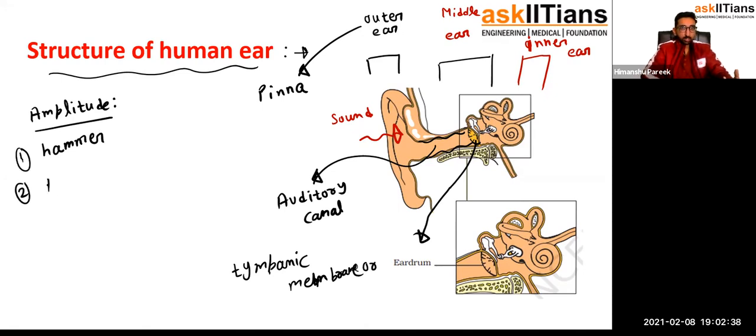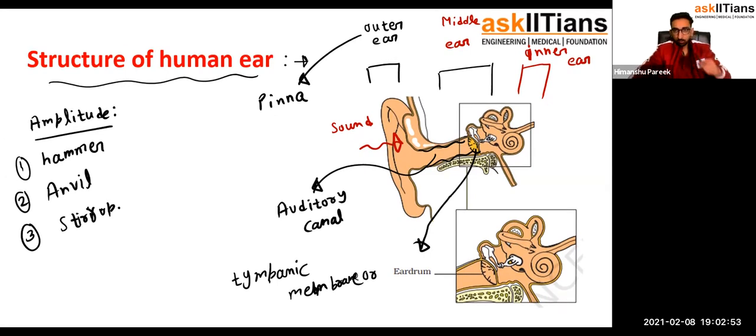Second is called anvil, and third is called the stirrup. Okay, so that's how we do the amplification of the sound which we are getting. Multiple times it is required so that we are able to hear it properly, clearly, right? If it has become low, because it is coming from very far, it might become low also. Now, this is the part of the middle ear.